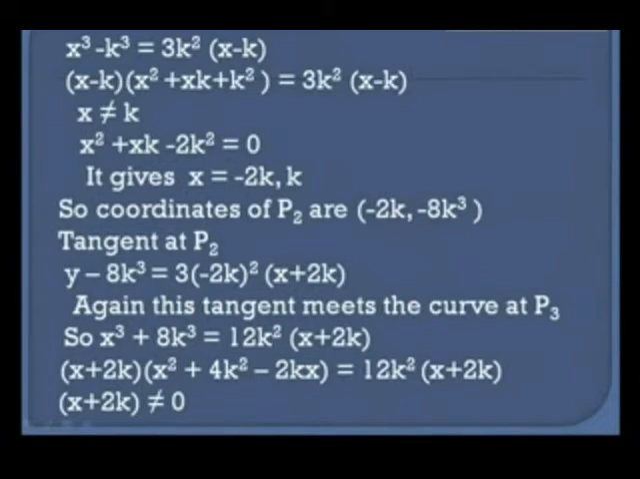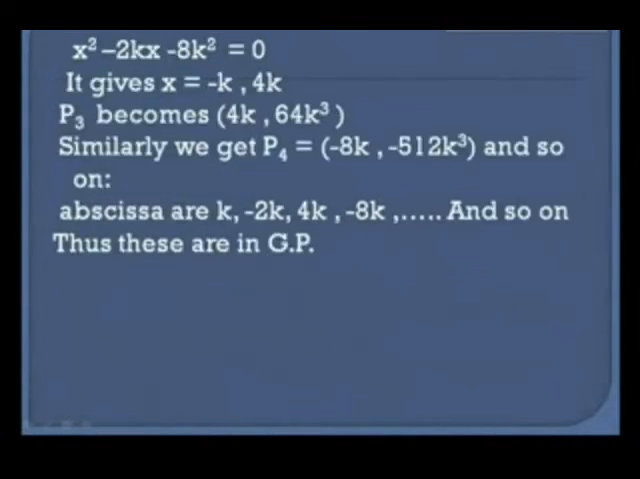P2. So we cancel this factor on both sides and get x square minus 2kx minus 8k square equal to 0, and from this we get x equal to 4k. Therefore the coordinates of P3 are 4k, 64k cube. Similarly we get P4 equal to minus 8k, minus 512k cube, and so on.